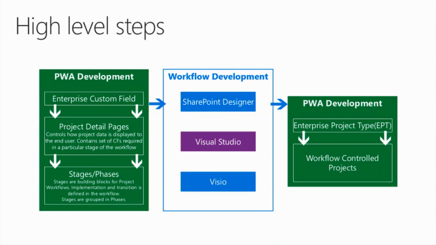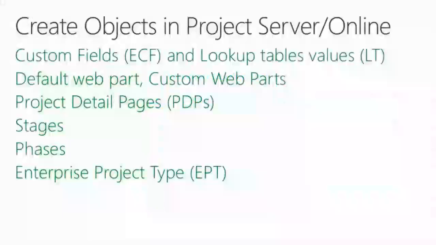Then, once we have defined the workflow using this tool, we can upload or publish the workflow inside the PWA, and we can create the enterprise project type, which is going to be available for this workflow. So we've seen what are the objects that we need to create in Project Server: custom fields, lookup table, web parts. We can use default, or we can have our own custom web parts. Project detail pages, stages, phases, and enterprise project type.